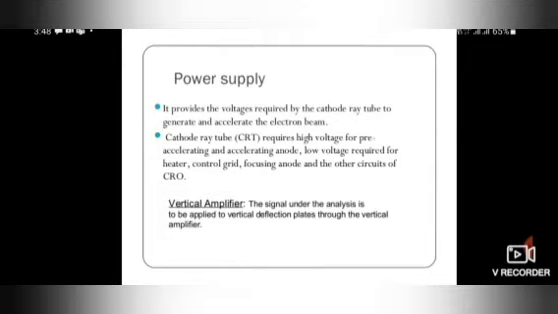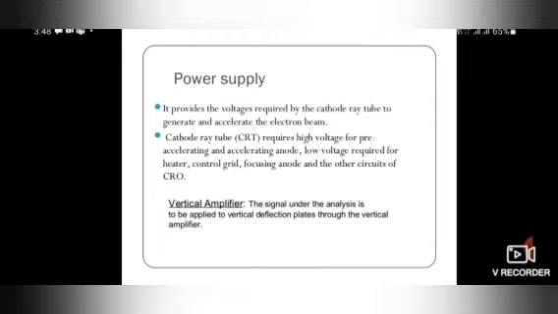It provides the voltages required by the cathode ray tube to generate and accelerate the electron beam. Cathode ray tube requires high voltage for pre-accelerating and accelerating anode. Low voltage is required for heater, control grid, focusing anode and the other circuits of CRO.